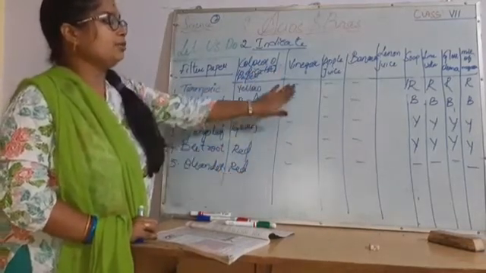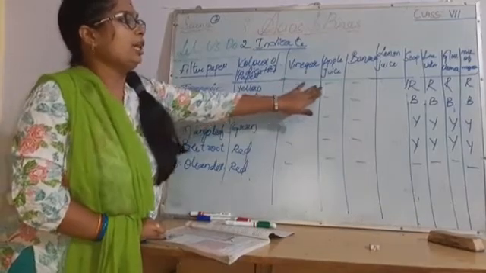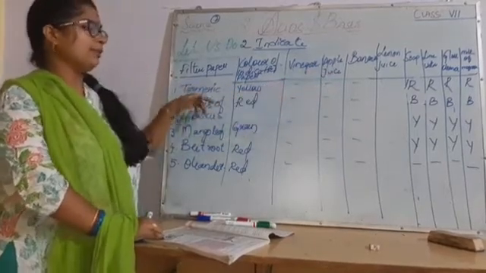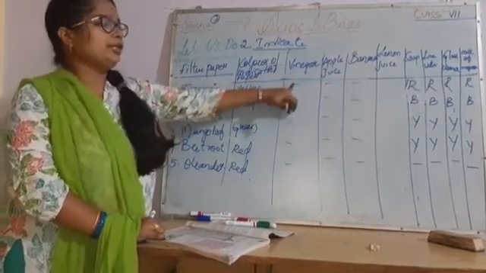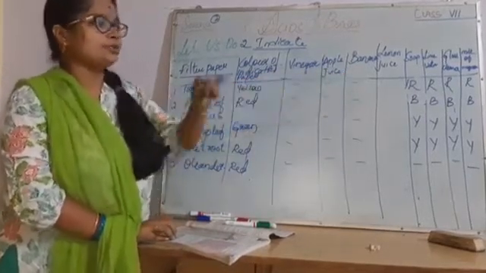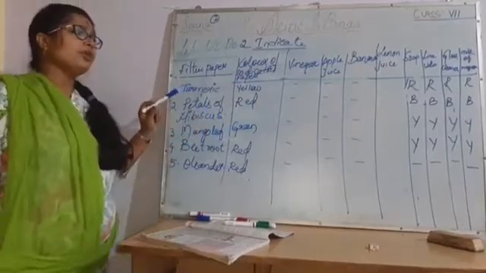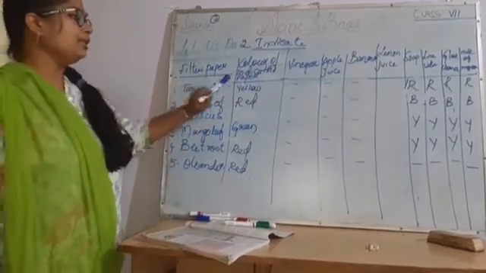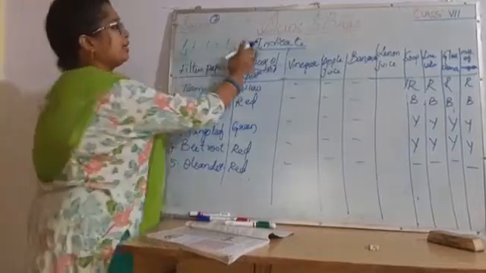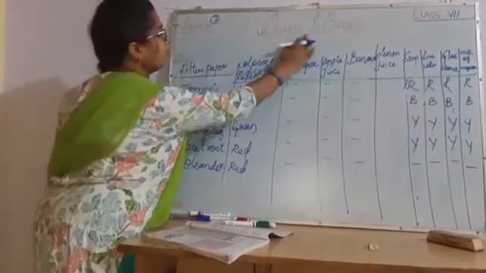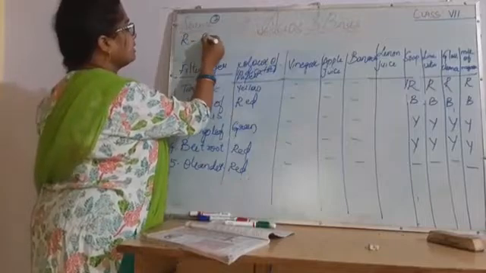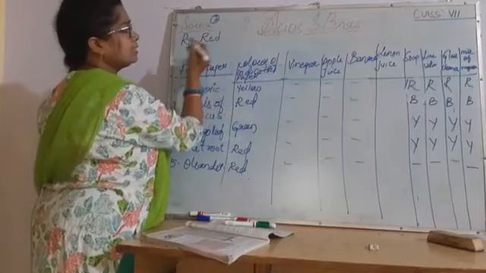So when you add vinegar to the yellow turmeric paper, there will be no change. Apple juice, no change. Banana, no change. Lemon juice, no change. Whereas for soap, the yellow color will turn into red. R is nothing but red; I have written R there. R is red.